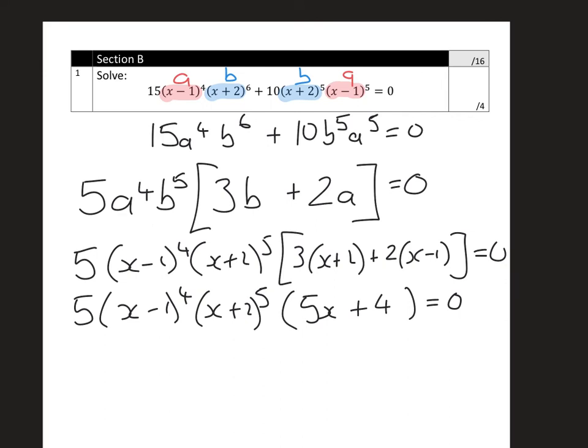And then if it equals 0, well, x minus 1 equals 0 means x equals 1. x plus 2 equals 0 means x equals minus 2. And 5x plus 4 equals 0. I would take away 4 from both sides to get 5x is minus 4. Then divide both sides by 5 to get x equals minus 4 over 5.